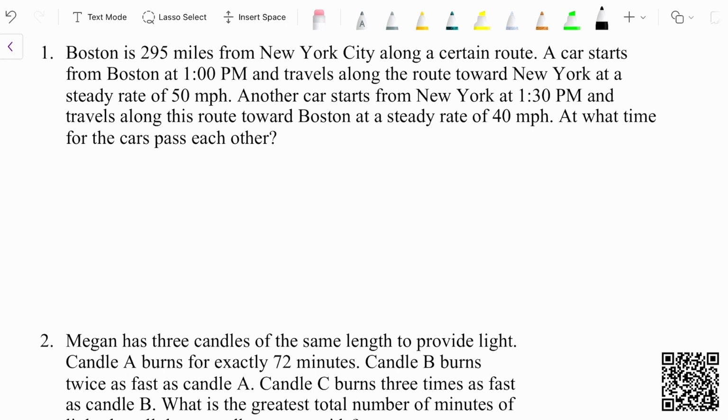At what time do the cars pass each other? Sorry, grammar mistake. Anyway, so I've done a problem extremely similar to this in a previous video.